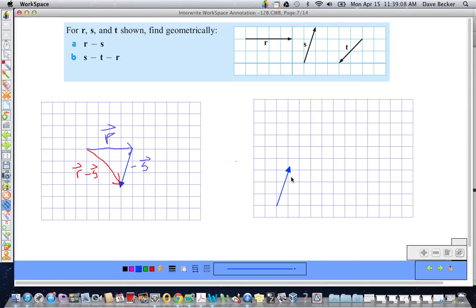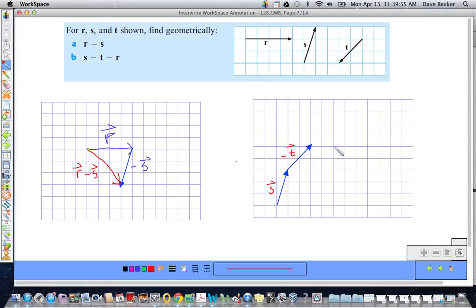There, that's better. So that's S minus T. The positive T is down 2, left 2. So to go in the opposite direction, I'm going to go right 2, up 2. So I'll start here, right 2, up 2. So that is going to be minus T. And just to keep track, this is S, and this is minus T. And then minus R.